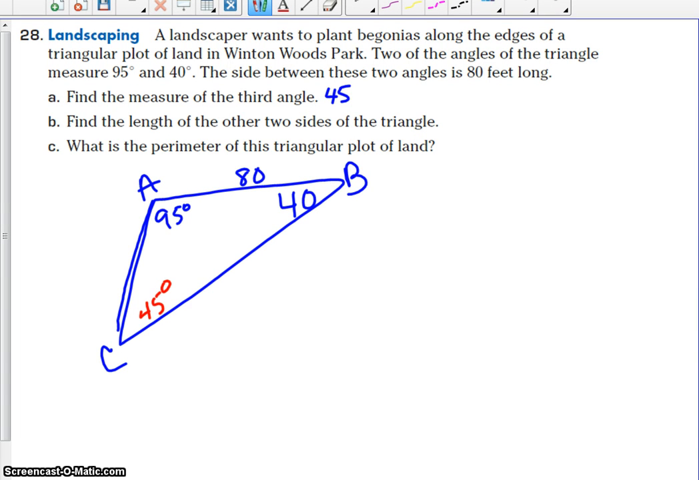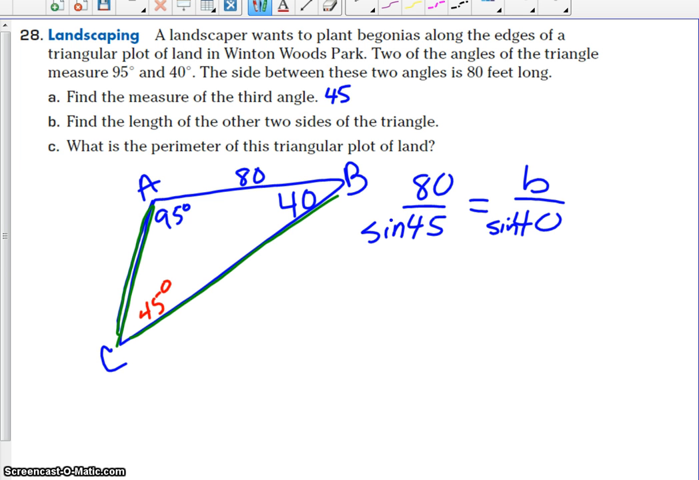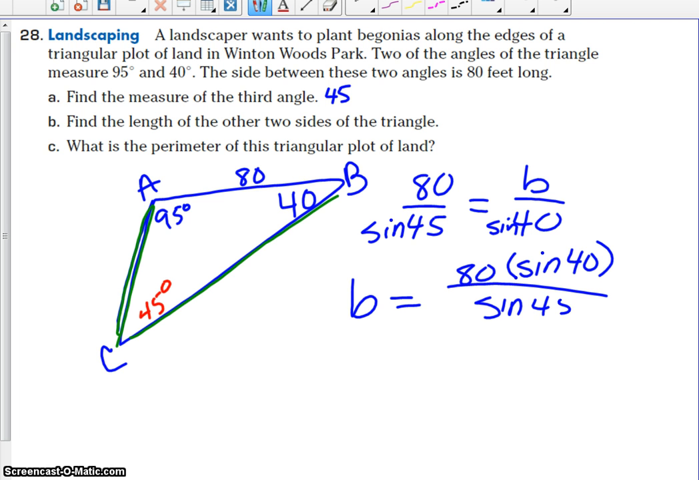So we're no longer looking for or saying, hey, we want the area. This isn't asking me for area. It's asking me now for these two sides. So this is actually one where I'm going to go back and I'm going to use law of sines. I'm going to say 80 over sine of 45 equals the missing side B over sine of 40, sorry, I misspoke. So my B here would equal 80 times the sine of 40, dividing it by the sine of 45.